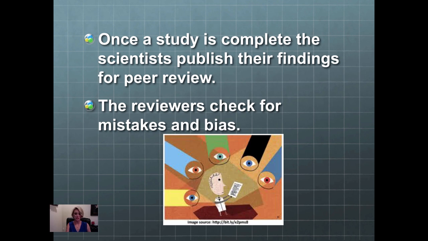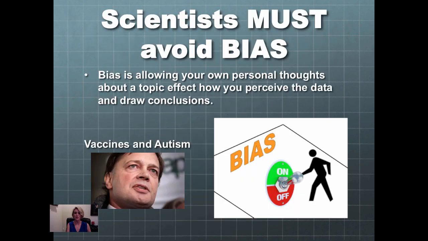Now, once a study is complete, you're up for peer review. And this is where your peers look over your stuff and make sure that you did everything correctly. And one of the things they're going to check for is bias. Scientists must avoid bias at all costs. This is your own personal thoughts that could come into your research and influence how you perceive the data and the conclusions that you draw.